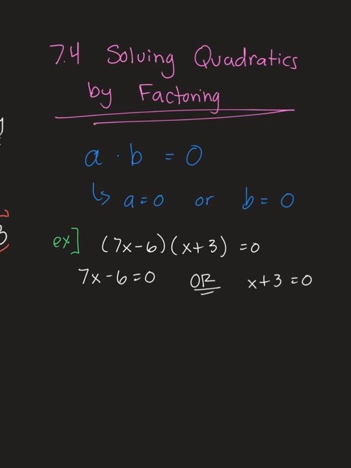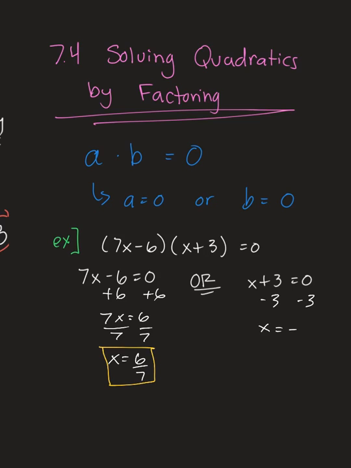Okay, so on the left one, we can add 6 to both sides and then divide by 7, and that will give us x is equal to 6 over 7. That will be one answer. And for the other one, we just subtract 3 from both sides, and that will give us x is equal to negative 3. That will be the other answer.